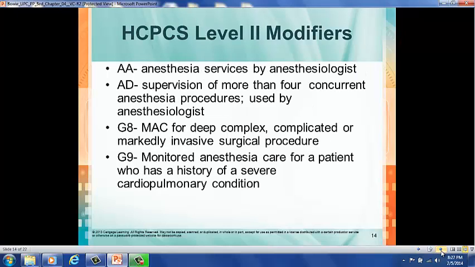AA, anesthesia services performed personally by anesthesiologist. AD, medical supervision by a physician, more than 4 concurrent anesthesia procedures, and this modifier is used only by the anesthesiologist. G8, monitored anesthesia care for deep, complex, complicated, or markedly invasive surgical procedures. And G9, monitored anesthesia care for a patient who has a history of severe cardiopulmonary condition.